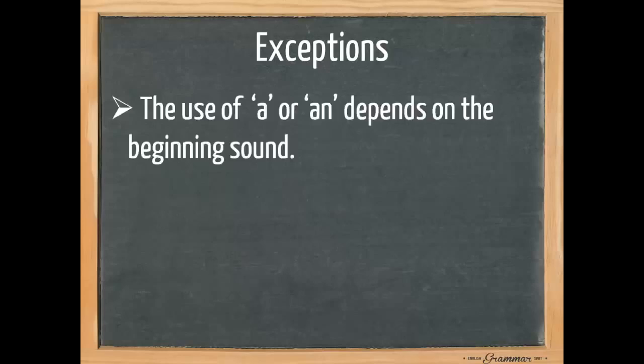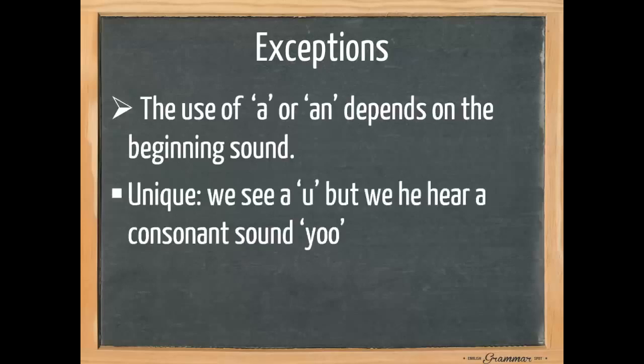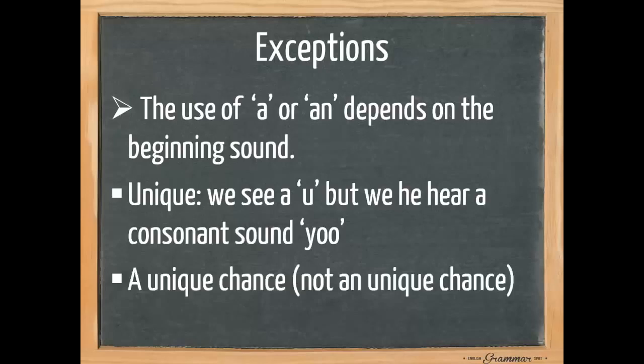Another exception. The use of a and an depends on the beginning sound. Unique. We see a U, but we hear a consonant sound, U. So what do we do here? A unique chance and not an unique chance. So remember, you have to listen carefully to how the word is pronounced, and then you choose whether you use a or an.